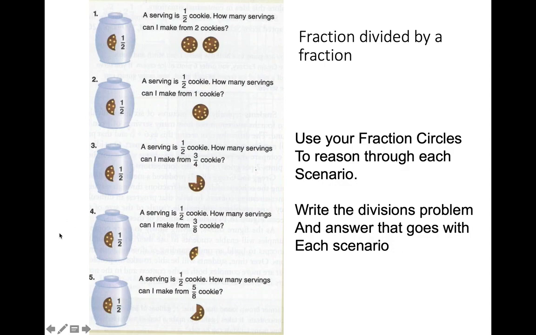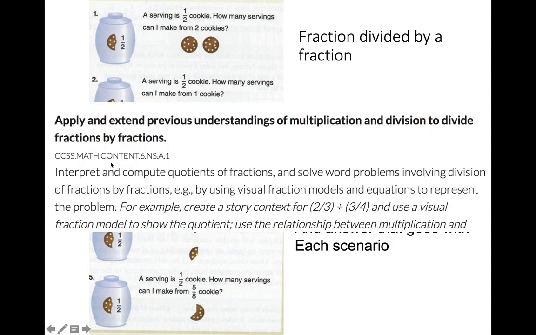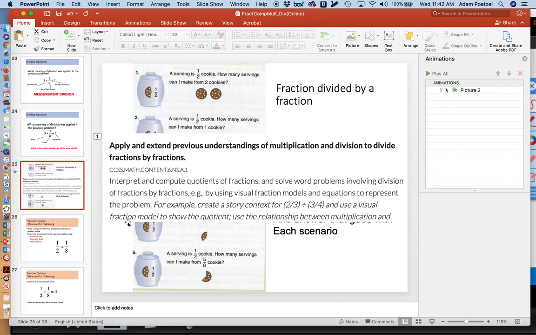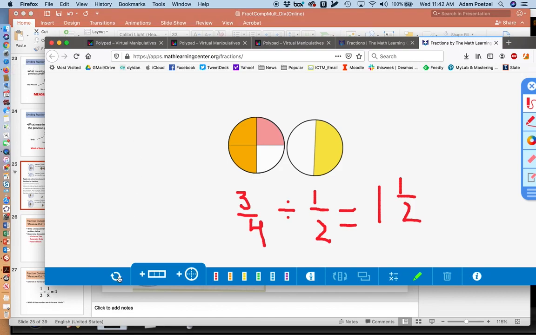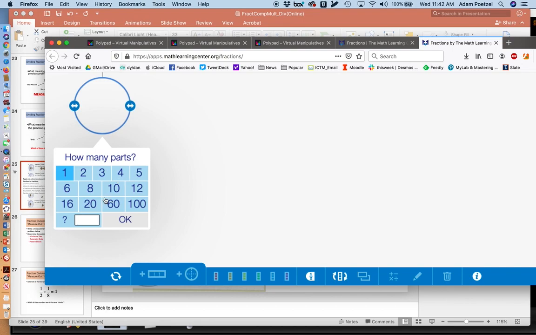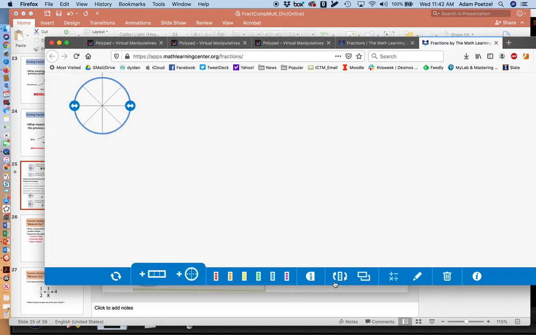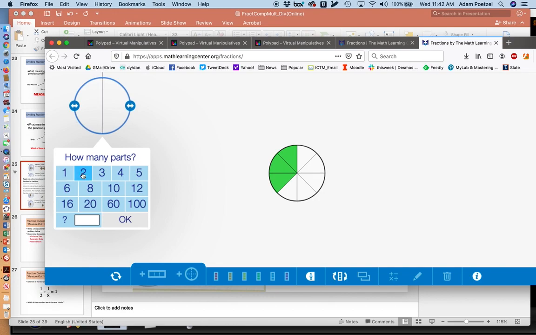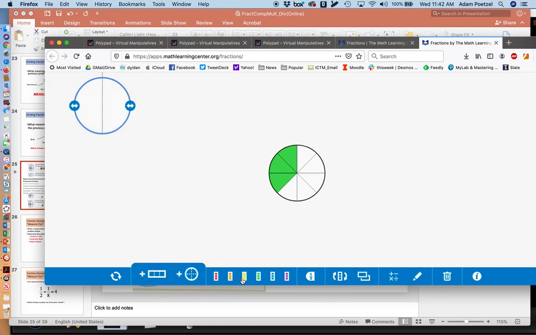So let's go back to the manipulatives and see if we can draw this out here. Let me go back to our circles and start over again. This time we started with 3/8 of a cookie. Let's make it a green cookie this time. So that's where we started. And we know that the serving size, again, was half of a cookie. So there's a serving size.